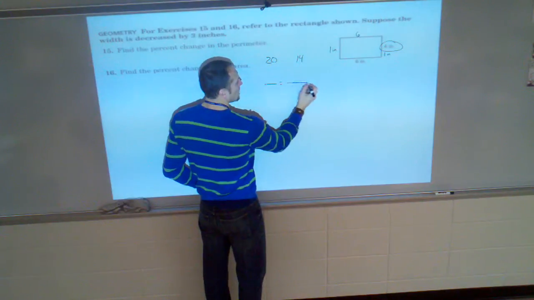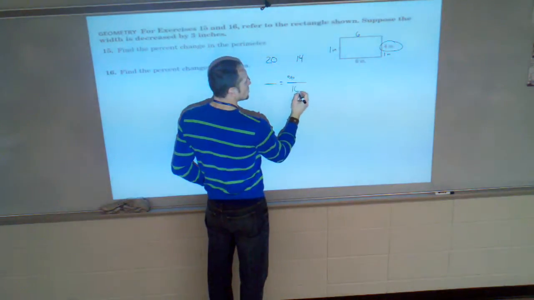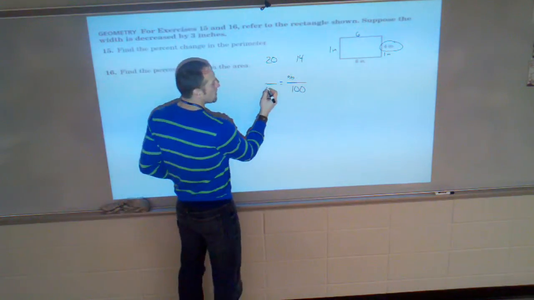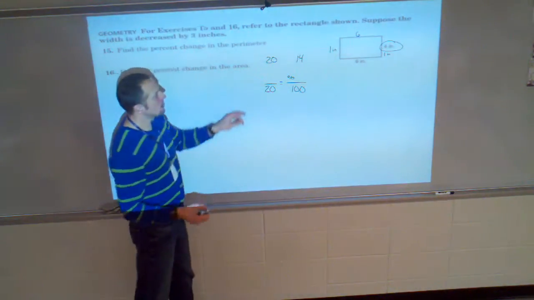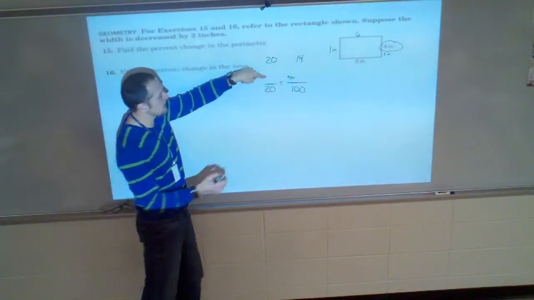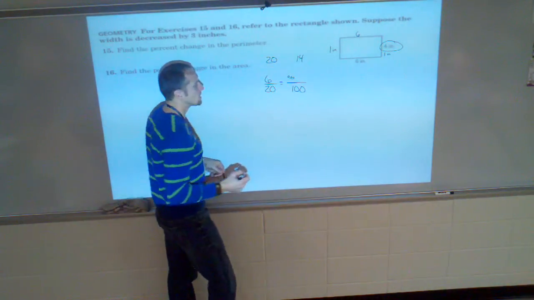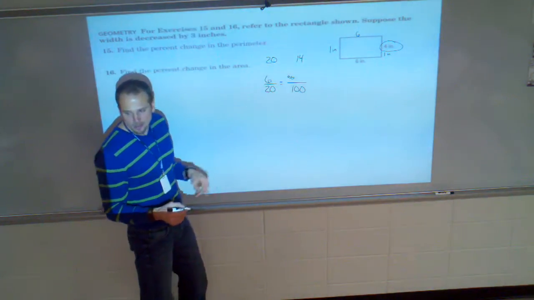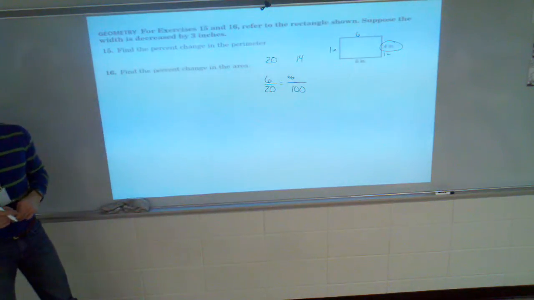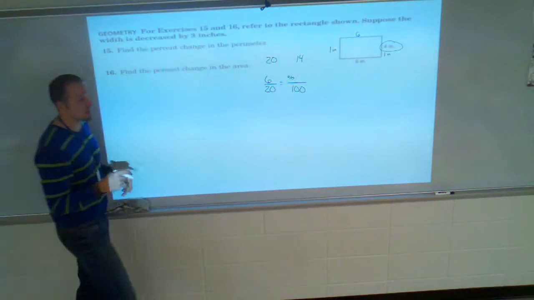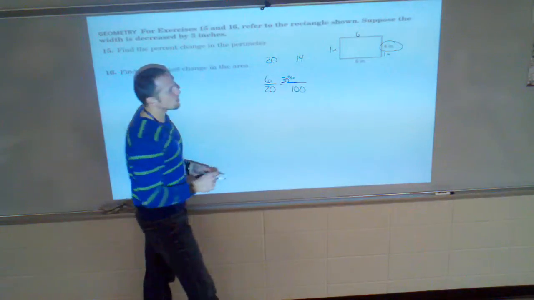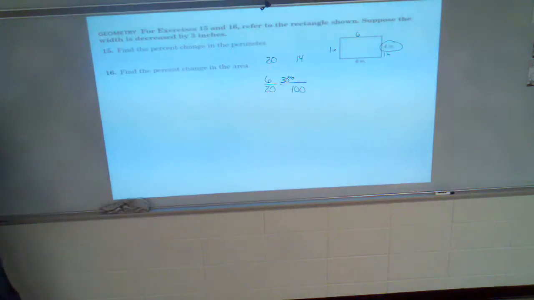So, percent change is change over original equals percent over 100. My original perimeter was 20. It changed by 6. 6 times 100 divided by 20 is what? You got it? Yeah, 30%. Did you have it before I showed it? Yeah. Very nice. It's a 30% decrease. Who all got that? Anybody get that before I showed it?